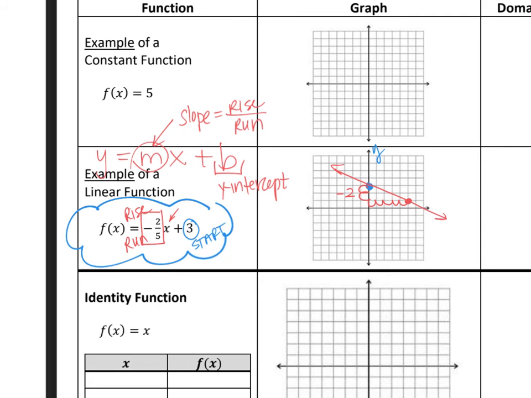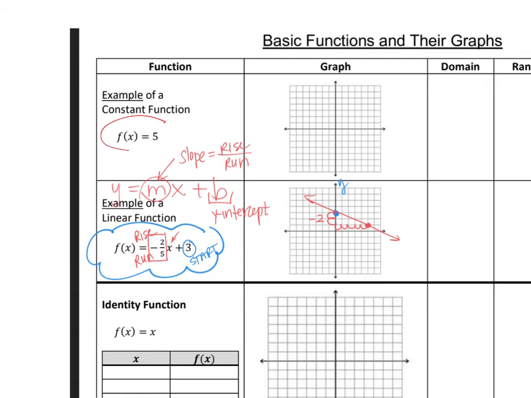Now a couple people did skip the constant function. This one's just telling me my outputs are 5 all the time. So I'm going to start by putting my y-intercept there, but if the outputs are 5 all the time, you have this horizontal line. So again, just wanted to show you the difference between those two.